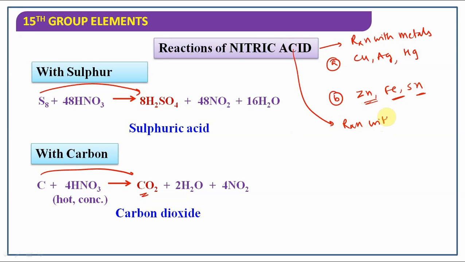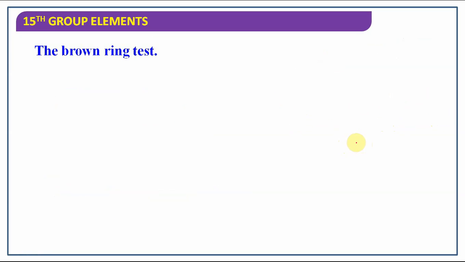Reaction with non-metals. Phosphorus gives phosphoric acid, iodine gives iodic acid, sulfur gives sulfuric acid, carbon gives carbon dioxide. Understood? It's very simple. I'm just summarizing it. Clear? So now reaction with metals and non-metals is done, and I'll be concluding with another point here.